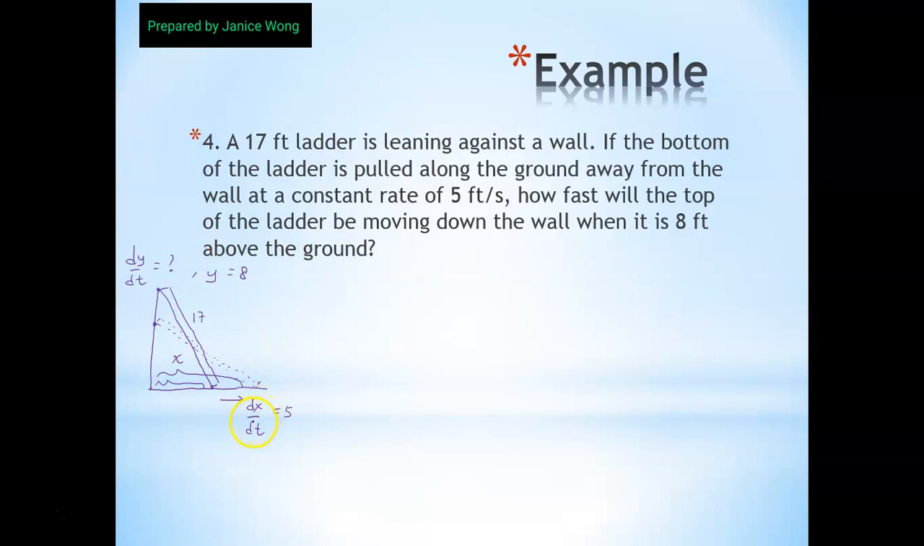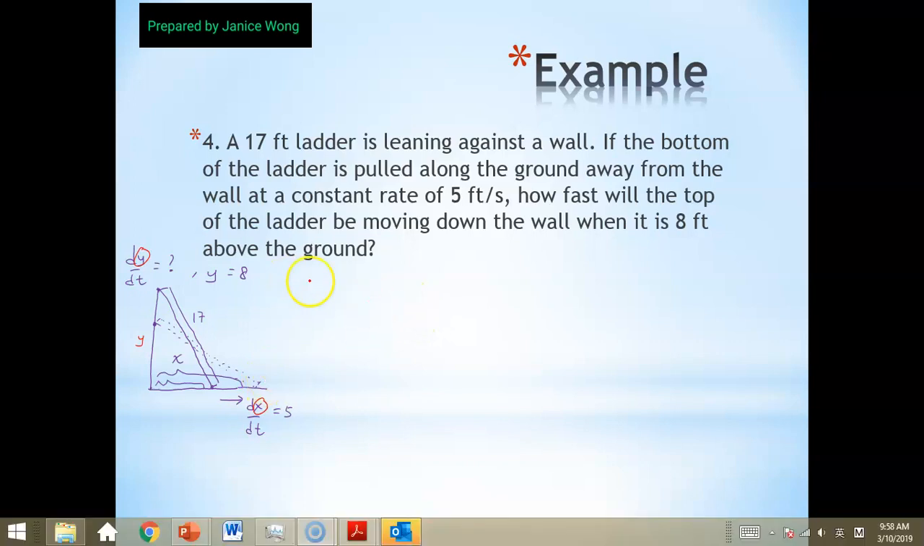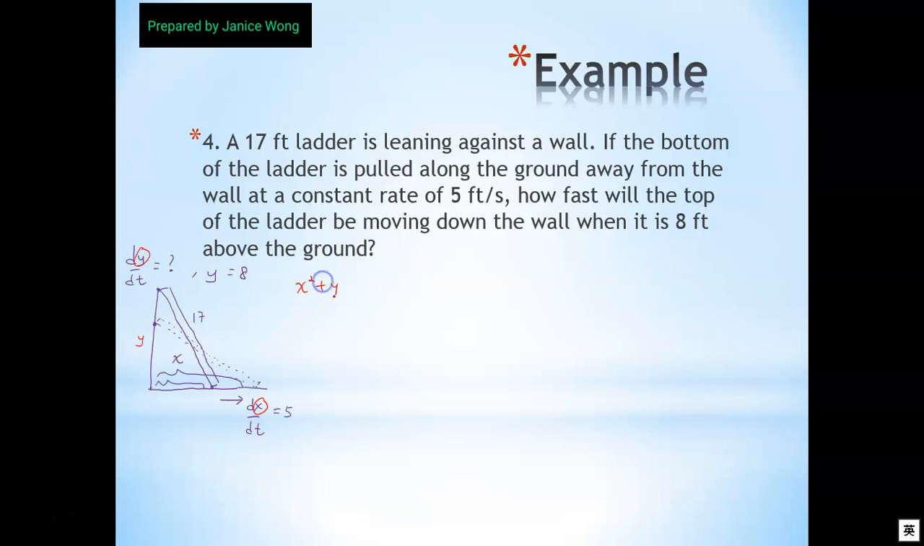First, we need to form a formula. The formula must have which two variables? Can you tell? The formula must have x as well as y. Look at this. This is x and this is y, right? We have 17. The length of the ladder is always 17. So let's use the Pythagorean theorem: x squared plus y squared equals 17 squared. This formula involves only two variables, x and y.